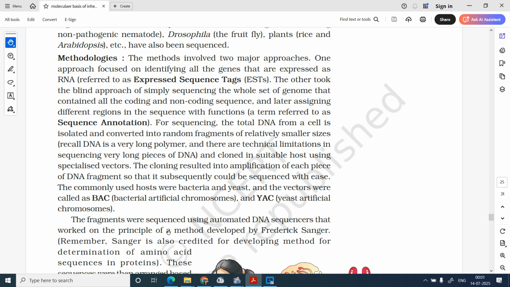One approach focused on identifying all the genes that are expressed as RNA, referred to as Expressed Sequence Tags, EST. The other took the blind approach of simply sequencing the whole set of the genome that contained all the coding and non-coding sequences, and later assigning different regions in the sequence with functions, a term referred to as sequence annotation.